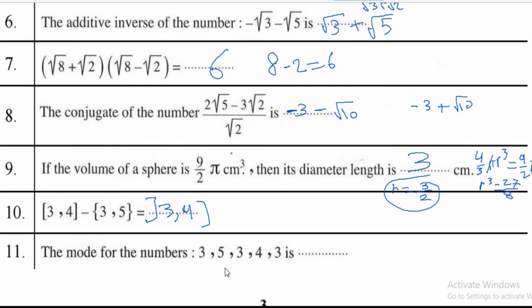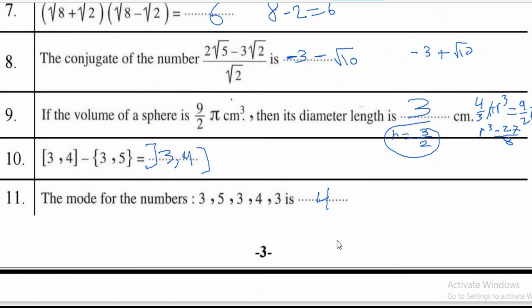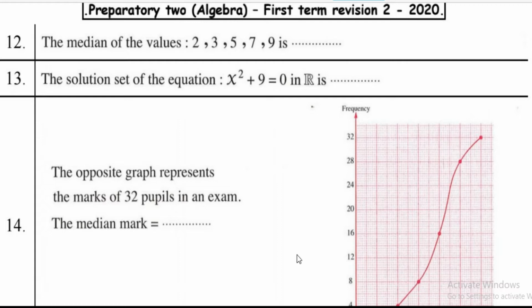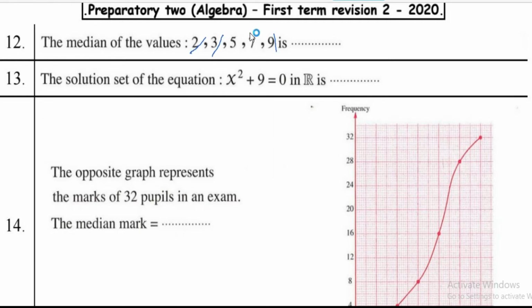المود is the most repeated value, يبقى الفور هي المود بتاعنا. The median: if you want to find the median, لازم تعمل اوردر الأول: 2 3 5 7 9، هي مترتبة جميل. Cancel 2 with 9, cancel 3 with 7, so the answer is 5. الميديان is 5.